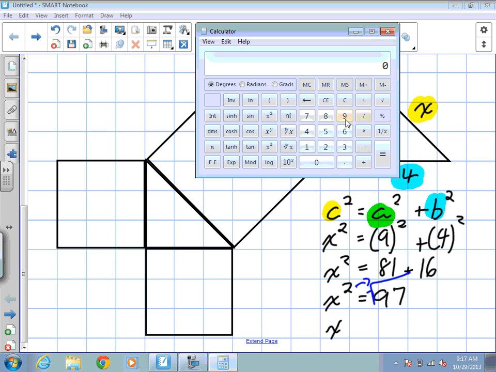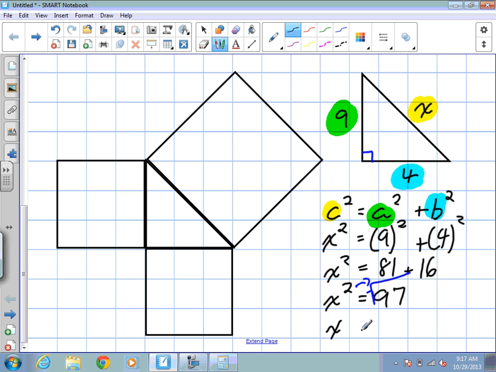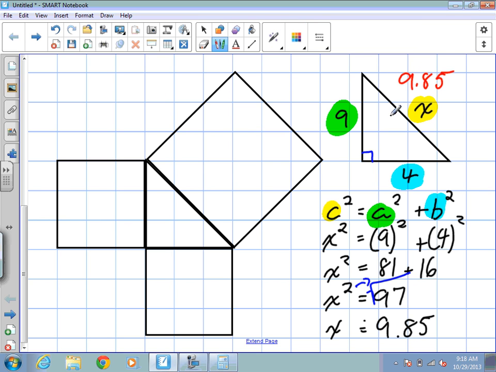97, the square root, is 9.85, let's say. Approximately 9.8. We rounded it up. So, the hypotenuse of this is 9.85. Does that make sense? Yeah. Why? In reference to these numbers, why does it make sense?